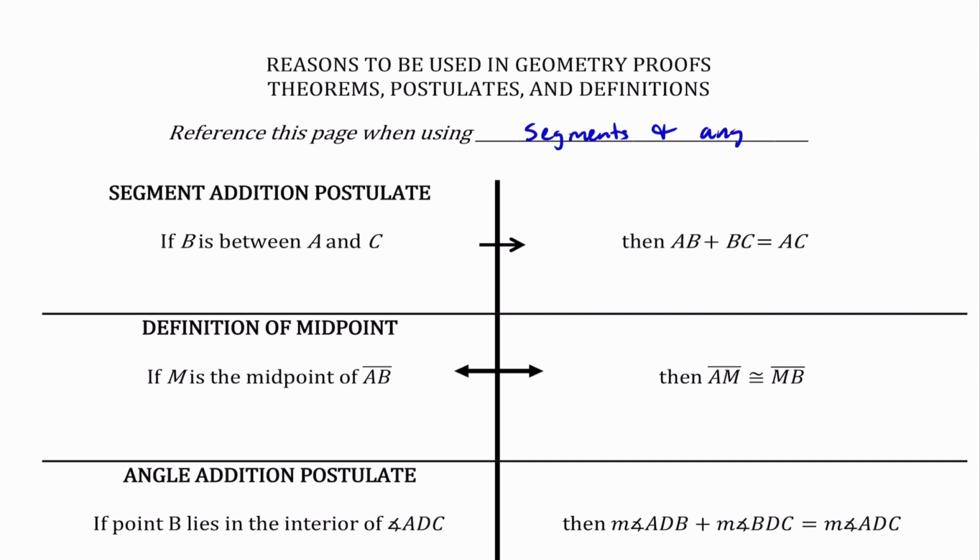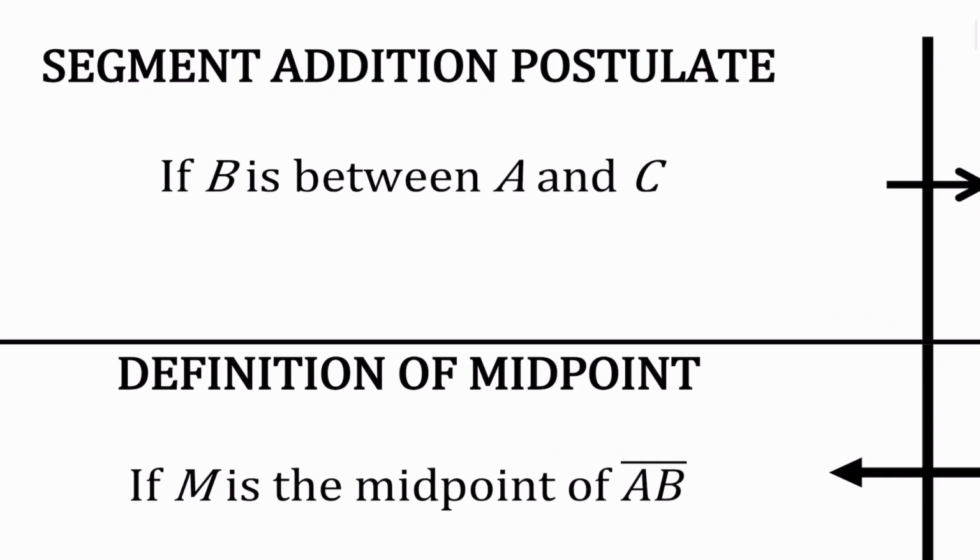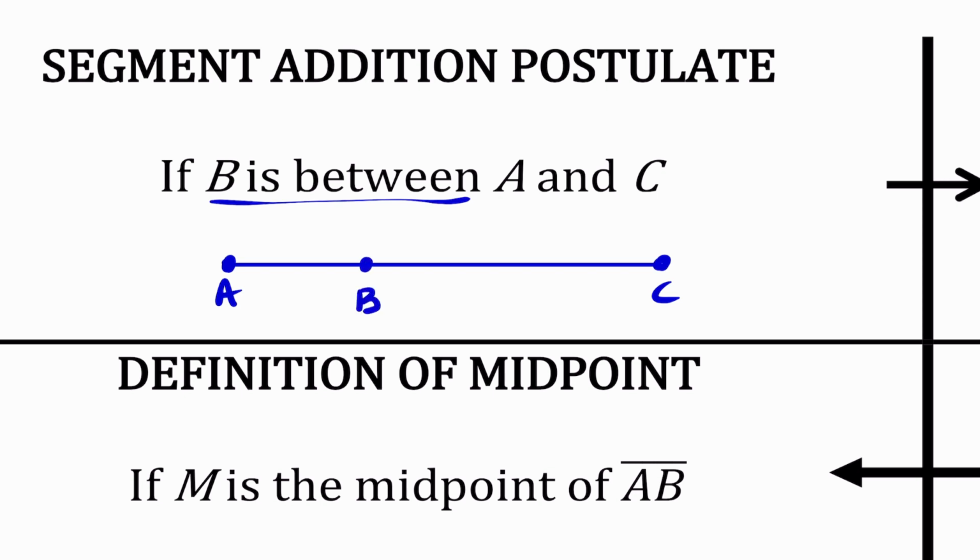and angles. Okay, so the segment addition postulate, which states that if B is between A and C, then AB plus BC is equal to AC. So let me go ahead and draw an example. I have a segment right here, and it has endpoints A and C respectively. Now, if B is between those two endpoints, it should look like this, right?